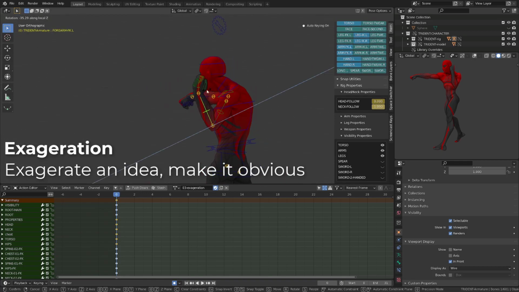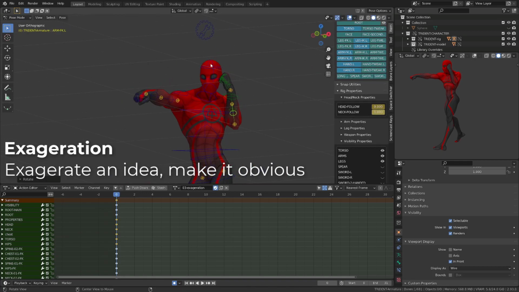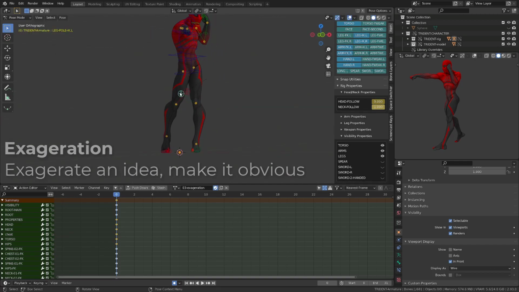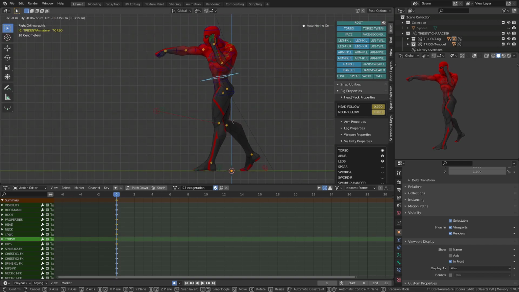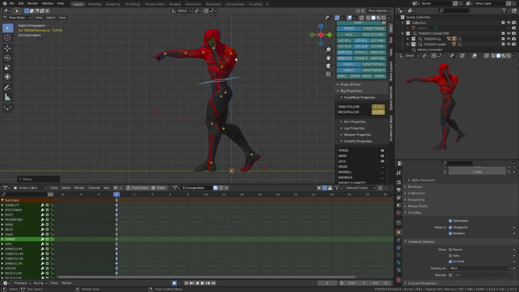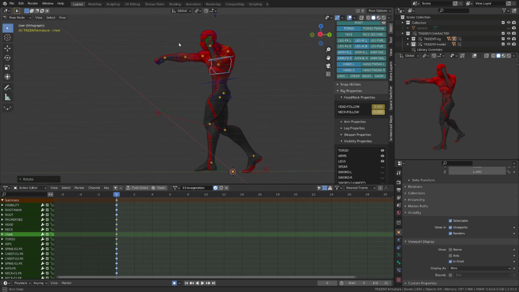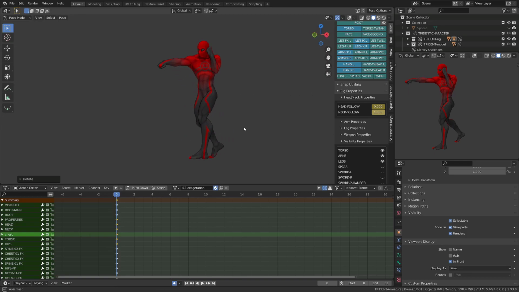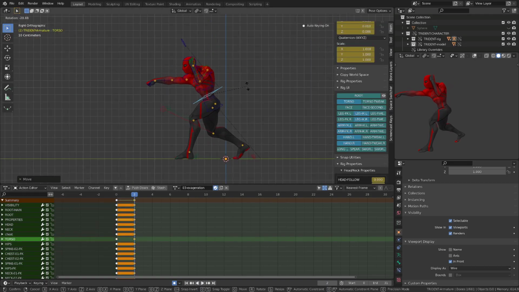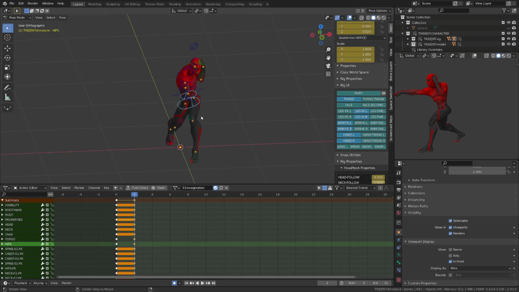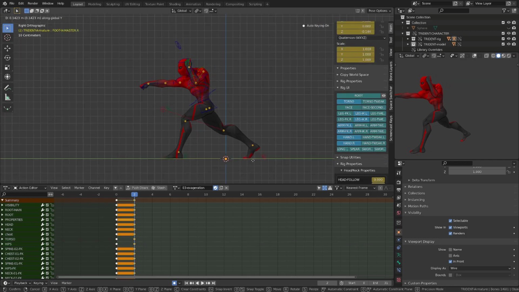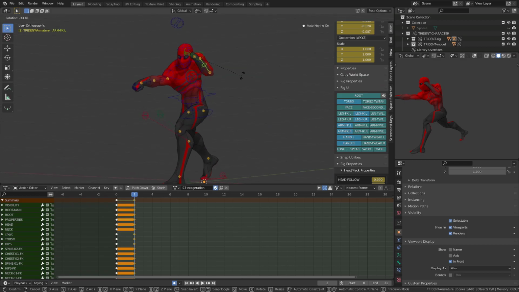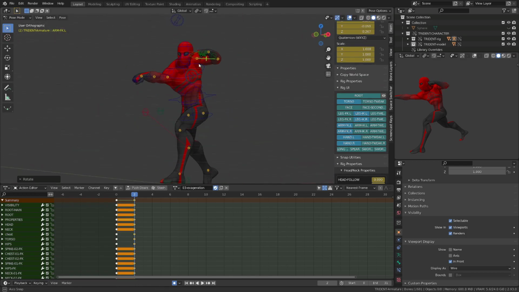Exaggeration is not about building extreme poses, but about better selling an idea. Here I've just built a pose where a character is punching. I've used a reference and tried to match it, so I'm not here to tell you if this pose is good or not, but I feel like it does work and says that the character is punching. But now, what if I take this pose and I push it, or I exaggerate it? Don't worry, I will explain the whole process in the next videos, and we are going to build a bunch of different poses.